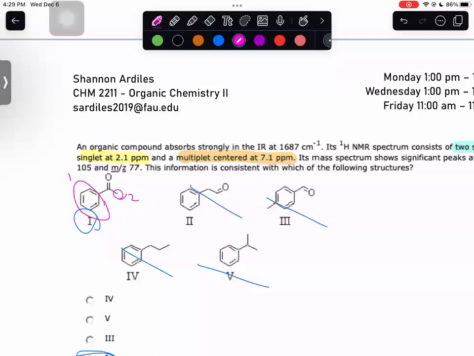A little carbon in between is going to create more of a shielding factor. It's going to protect it a little more. Yeah, so the ppm value should be a little lower than 2.1. But yeah, I don't think they're going to go that specific. So yes.